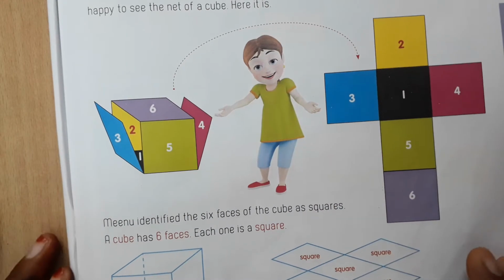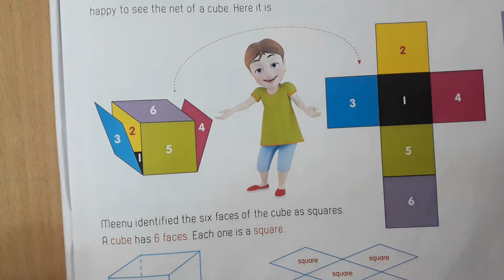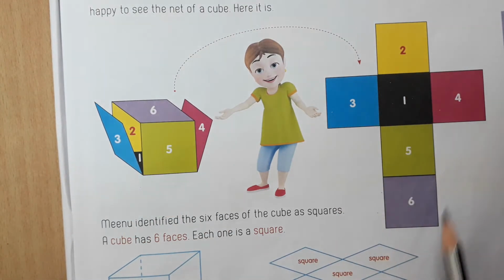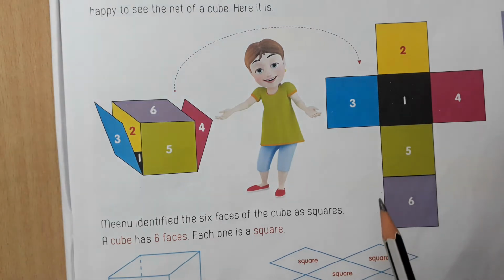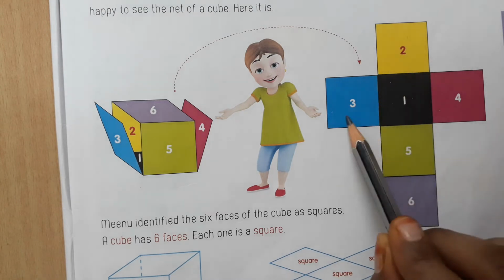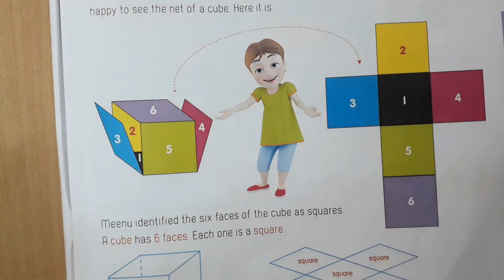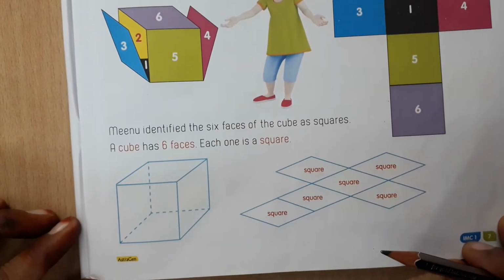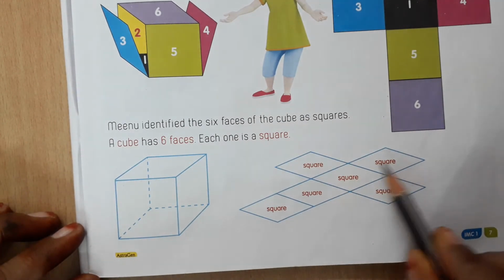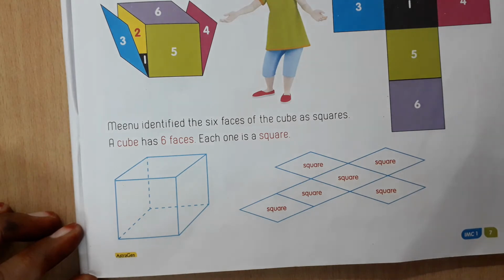Look here children, shapes, next one. So this is a cube, this is the net form of the cube shape. So how many faces does a cube have? 6 faces. 1, 2, 3, 4, 5, 6 faces. A cube has 6 faces. Each one is a square. Each face is a square.